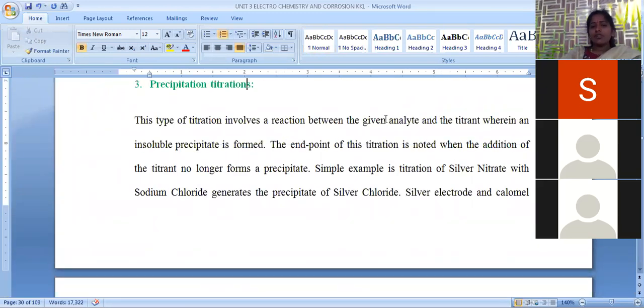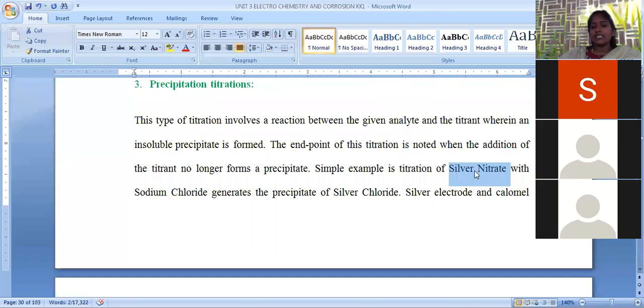This type of titration involves a reaction between the given analyte and the titrant wherein insoluble precipitate formation is possible. The endpoint of the titration is noted when the addition of titrant no longer forms a precipitate. Where the precipitation reaction gets completed, that is considered as the endpoint. Now, the burette should be filled with silver nitrate solution. We have to fill silver nitrate in the burette, and in the conical flask we are taking sodium chloride.